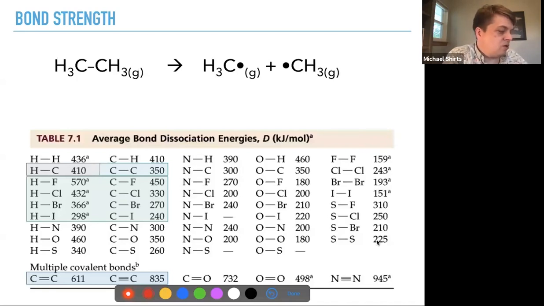Okay, cool. So those are the general trends in bond strength. Look particularly at trends as you go down the periodic table and trends as you increase from a single to a double or triple bond.